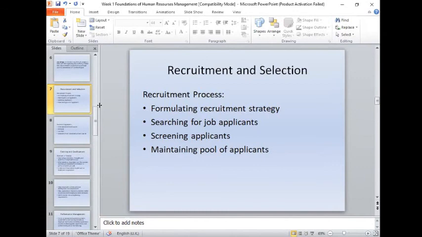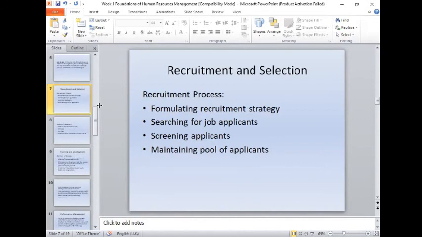Okay, so recruitment is the activity of looking or searching for aspiring applicants. We are looking, searching, and seeking aspiring applicants who will be qualified and possibly hired to occupy a vacant position. So what is the recruitment process?